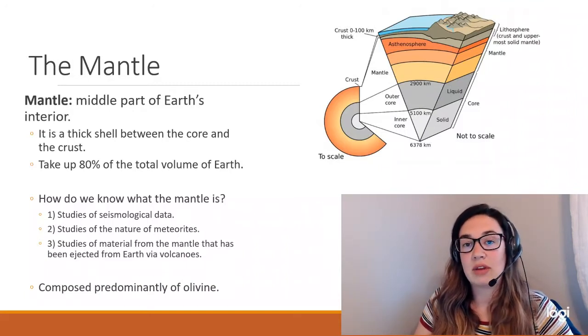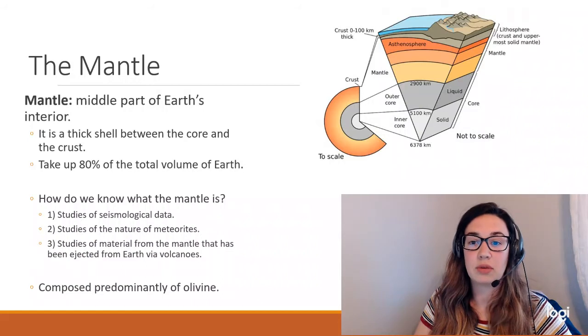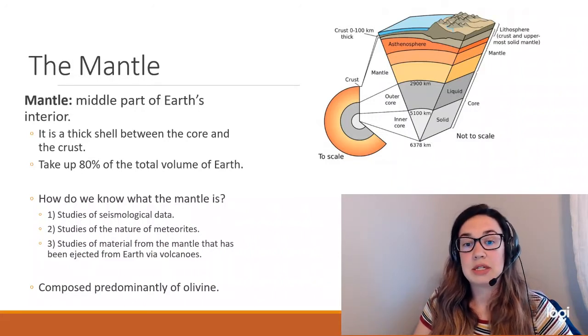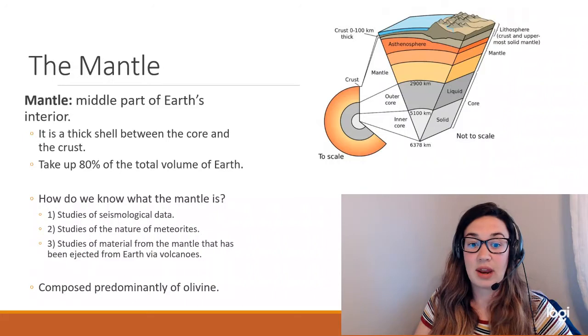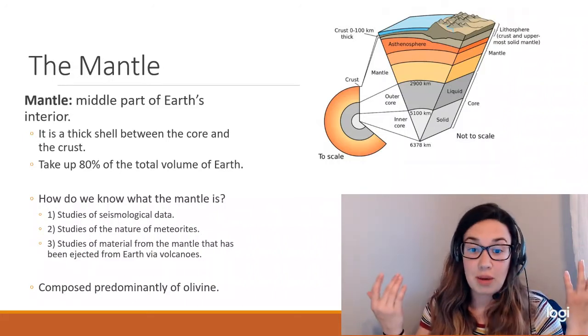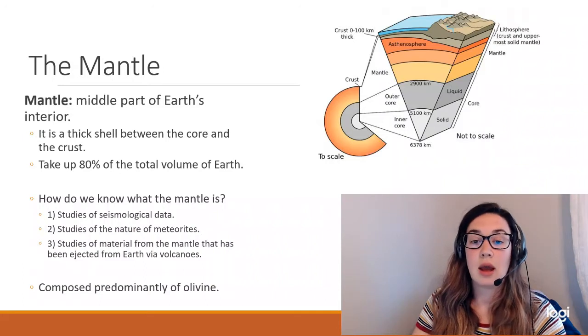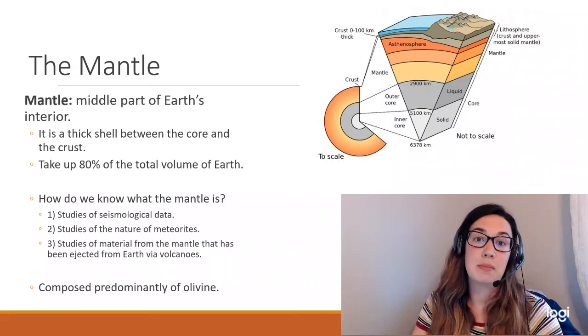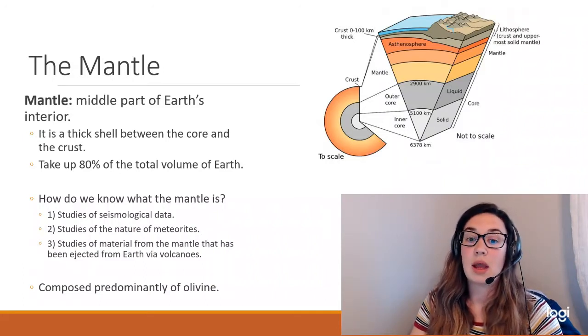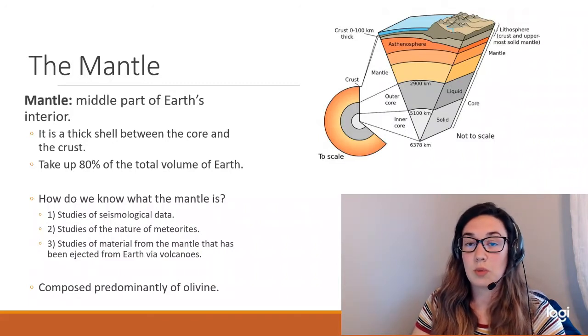So if we have any sort of meteorites that fall to Earth, when we're looking at meteorites, we can kind of get an idea of what the mantle is. And then lastly, there have been studies on material from the mantle that have been ejected from Earth via volcanoes. So volcanoes do eject materials within the mantle when they erupt. And so studying that helps us determine what the mantle actually is.